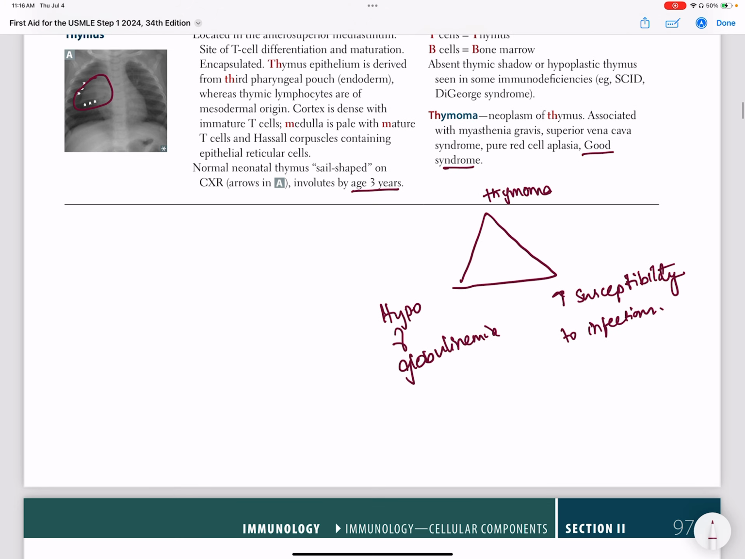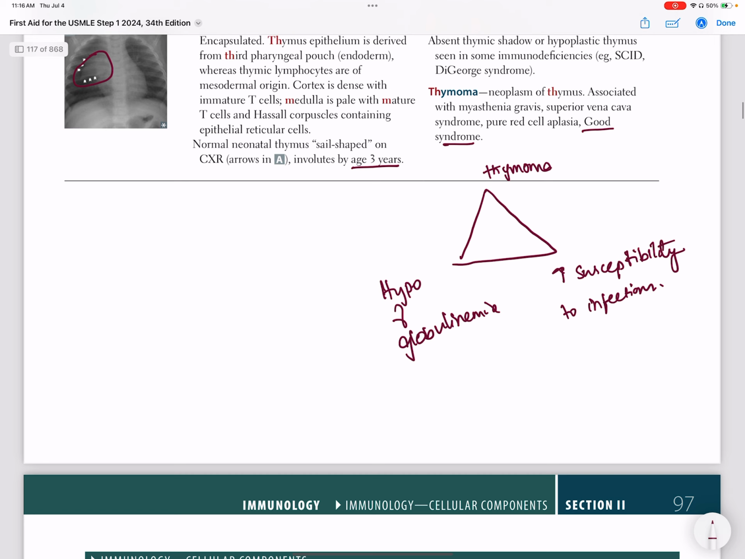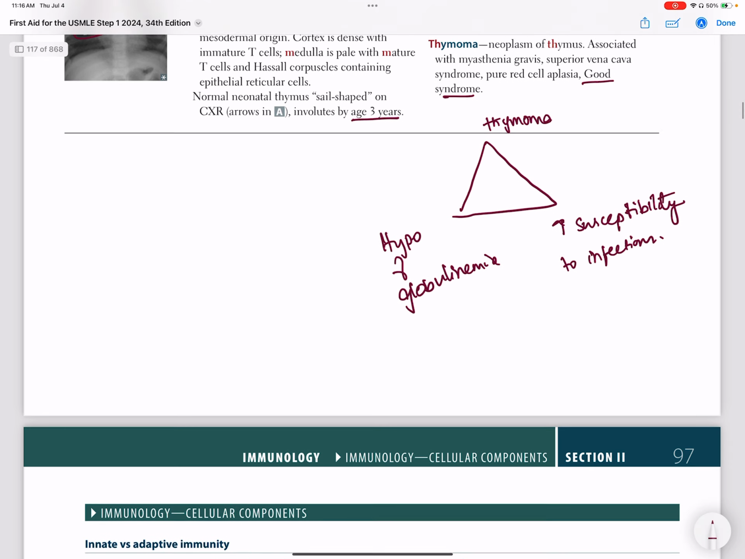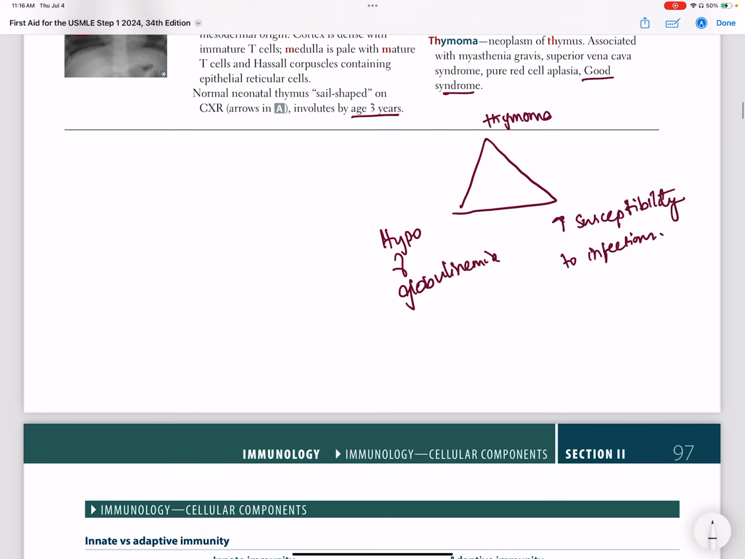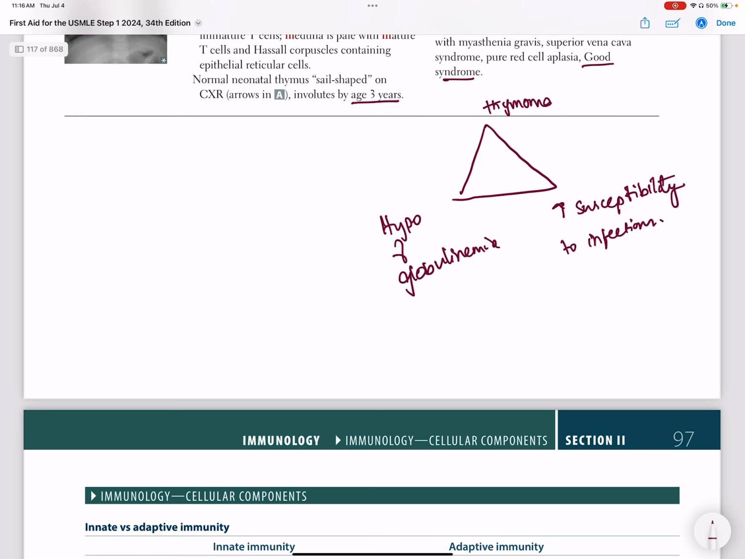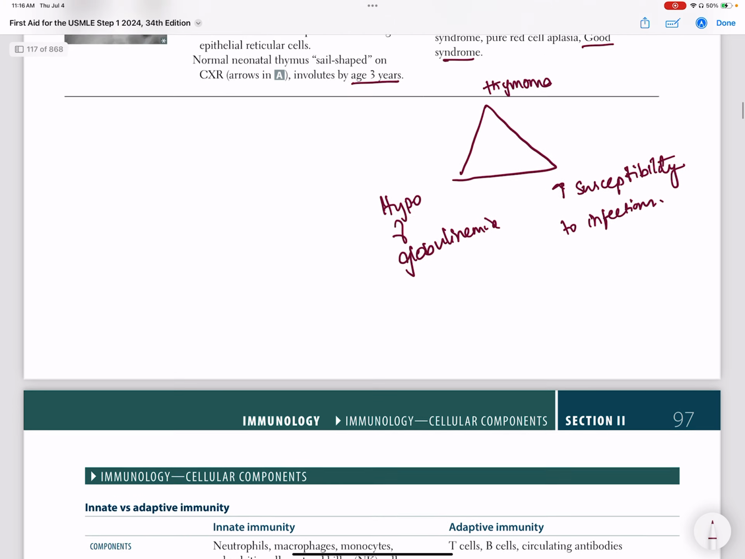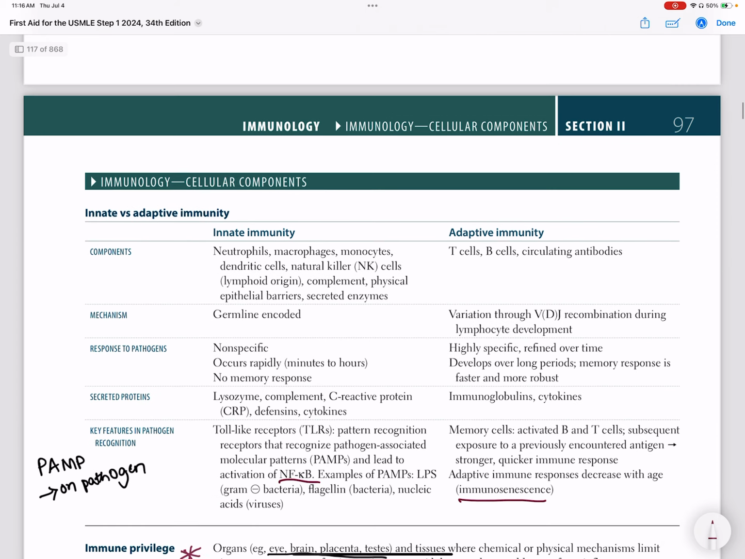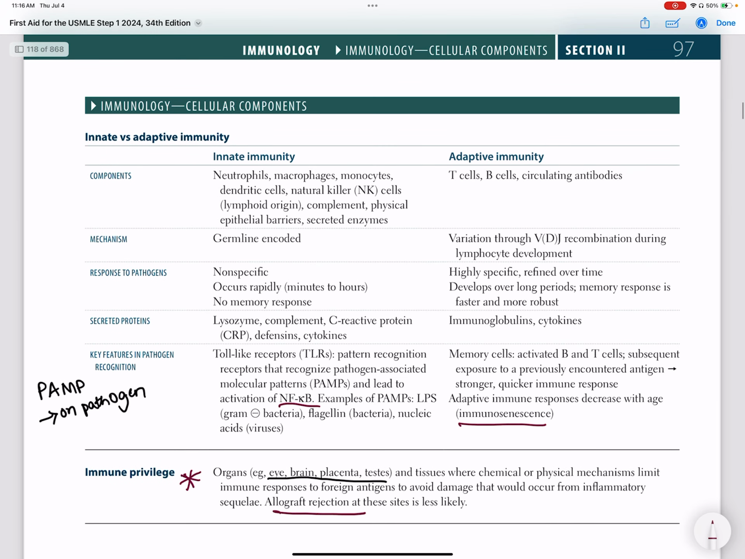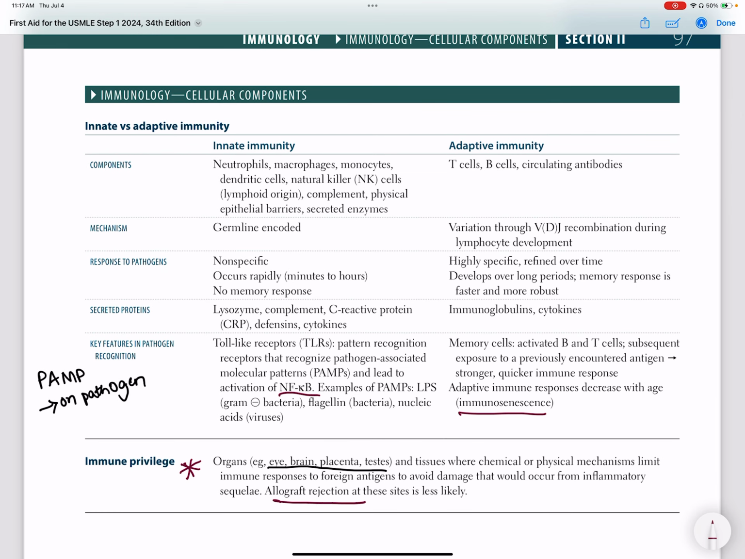Thymoma, a neoplasm of the thymus, is associated with myasthenia gravis, superior vena cava syndrome, pure red cell aplasia, and Good syndrome. Good syndrome is thymoma with immunodeficiency, so you have hypogammaglobulinemia and increased susceptibility to infection. This is a triad. Next, coming to innate versus adaptive immunity.